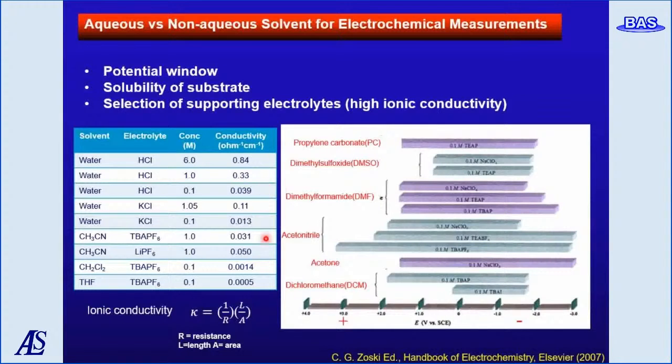In low dielectric constant solvents, such as dichloromethane or tetrahydrofuran, conductivities are low. In these solvents with low dielectric constant, high solution resistance and large ohmic loss occur. Commonly used in acetonitrile tetrabutylammonium hexafluorophosphate electrolyte systems, a potential window from +3 volt to -3 volt is available.